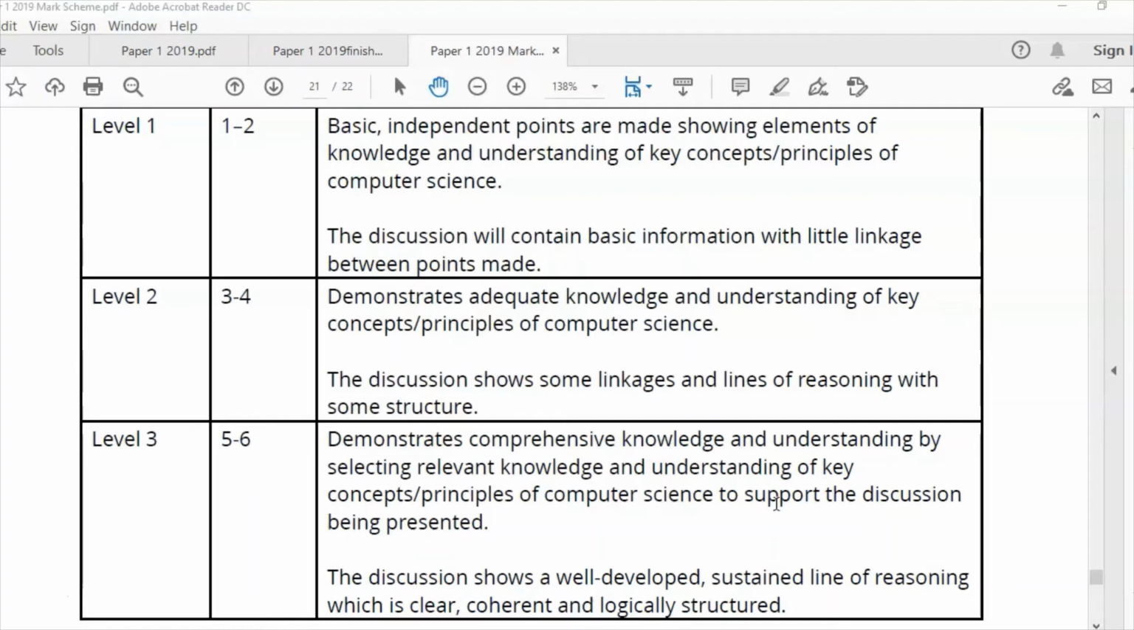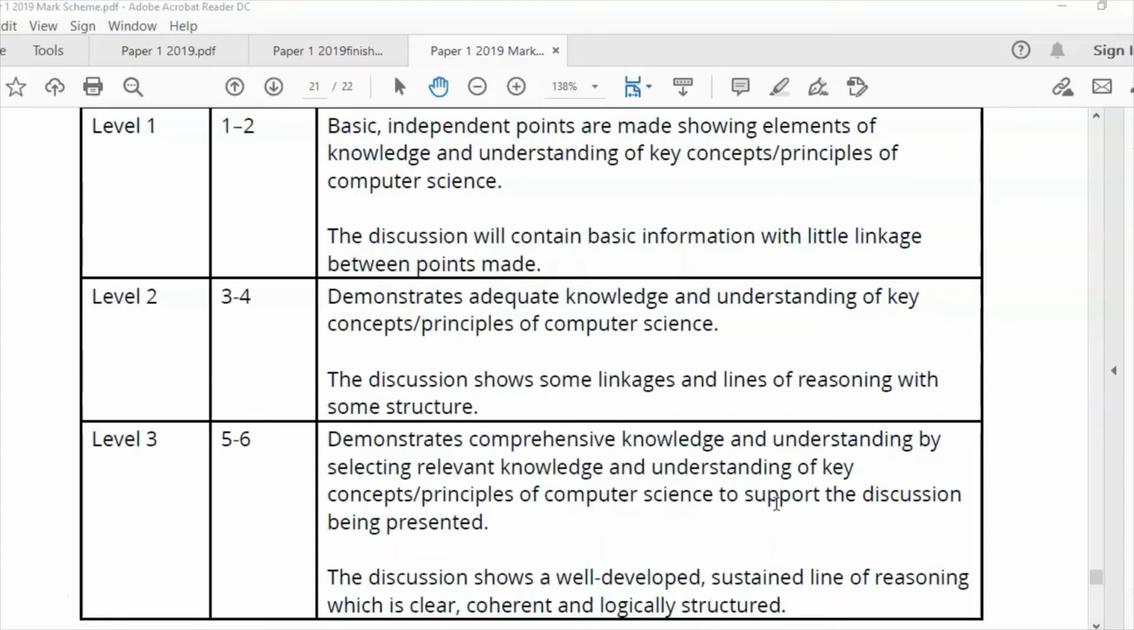So for that, you're just writing down some points, showing some understanding of it, but really not linking the points together. Level two, 3 to 4 marks, you show some links to the points. So you make reference to the previous point. You link the points together. There is some coherence. The answer flows. And you're showing a more adequate understanding of key concepts of computer science.